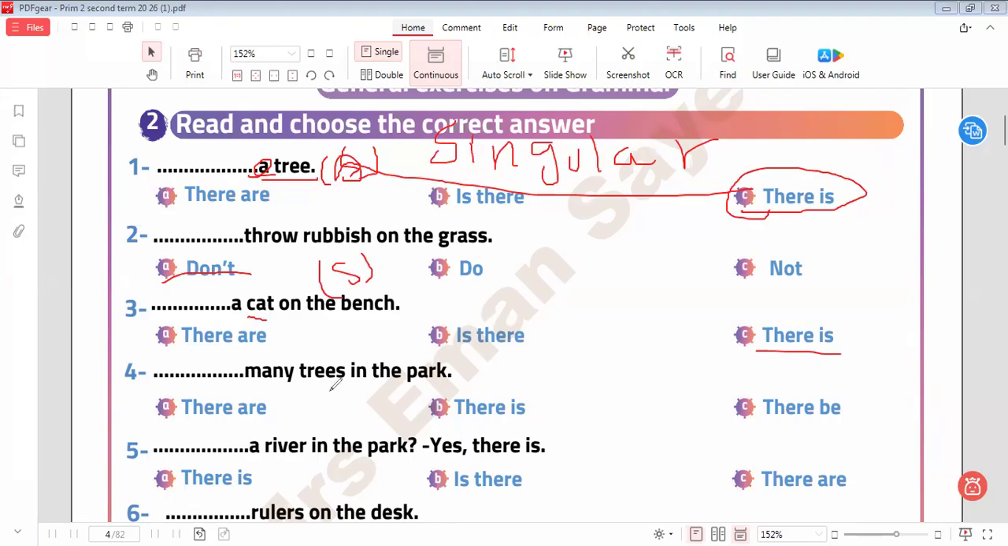It will be this: many trees in the park. So here we have trees, and trees is plural. It will be here: there are. Space, a river in the park. Yes, there is. So the answer will be here. Yes, there is. So when we make inverse, I do what? I make inverse, I put is there. Let's go to another one.